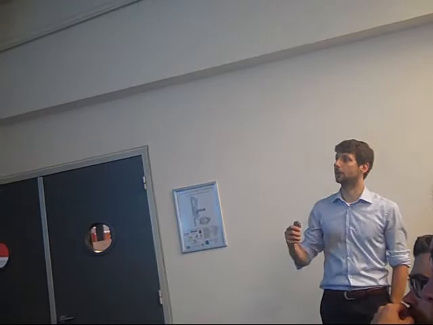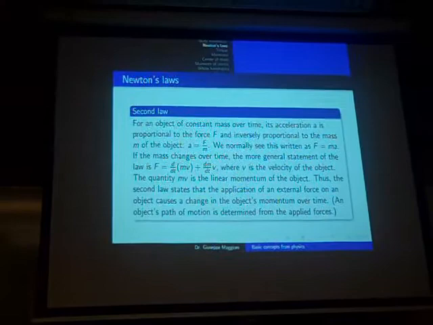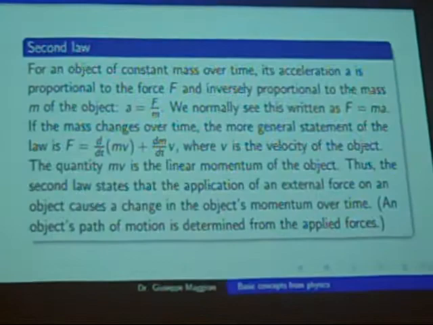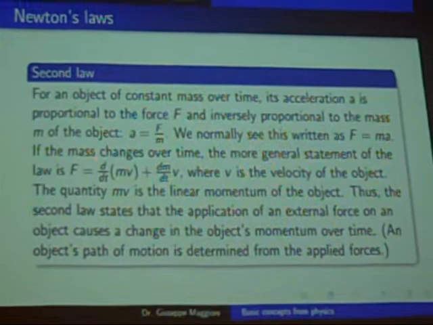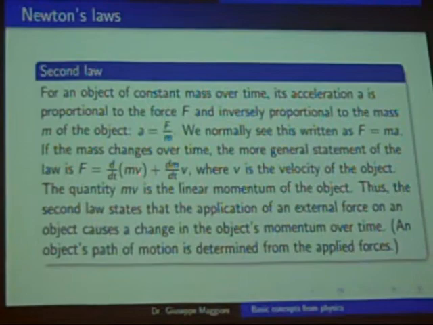The second law, oh, this is bigger: for an object of constant mass over time, its acceleration A is proportional to the force F and inversely proportional to the mass M of the object. So the acceleration is the force divided by the mass. This shouldn't come as a big shock to anyone here. Oh my god! Who's shocked? Now, the general statement of the law is this. The force is equal to the derivative with respect to time of mass, oh, there's a small mistake actually. Oops.